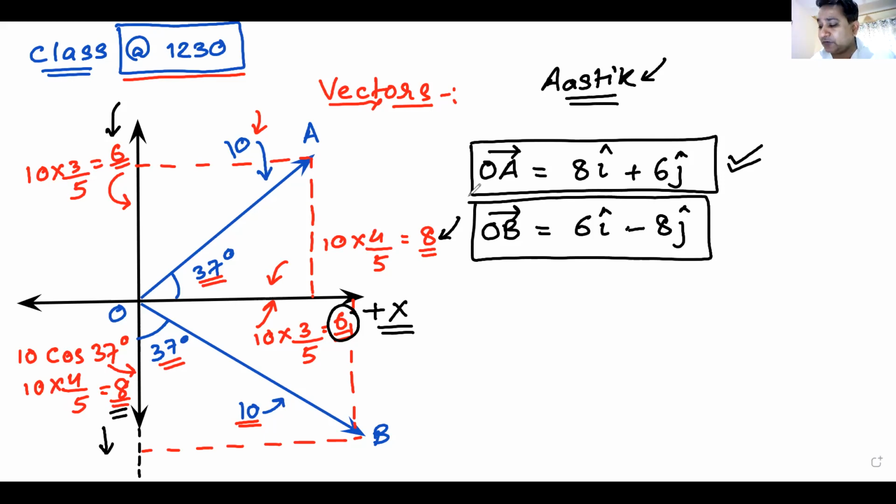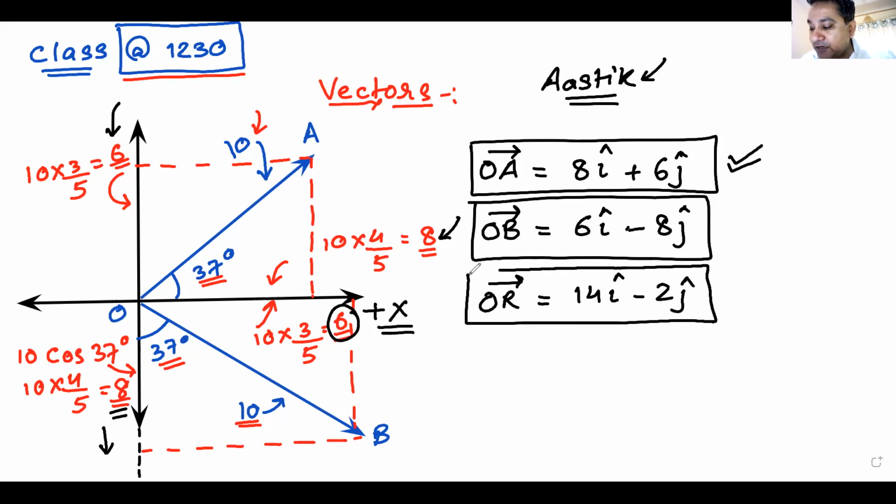Okay, so I now need to add it. Everyone knows how to add it. So what is the final answer? The OR vector, the resultant vector of this gentleman. What is the answer? Just add them, get the answer, stay happy. So you will have 14i minus 2j.